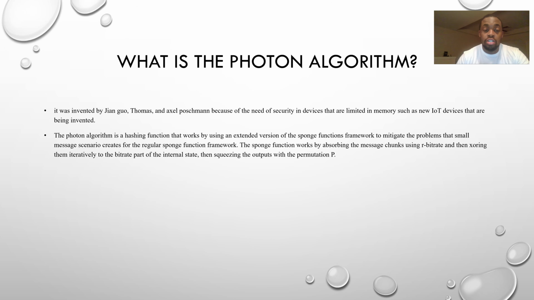Photon was invented by John Thomas and Axel Postman because of the need for security in devices that are limited in memory, such as new IoT devices that are being invented today. The Photon algorithm is a hashing function that works by using an extended version of the sponge function framework to mitigate the problem that small message scenarios create for the regular sponge function framework. The sponge function works by absorbing the message chunks using R bitrate and then XORing them iteratively to the bitrate part of the internal state, then squeezing the output with the permutation P.